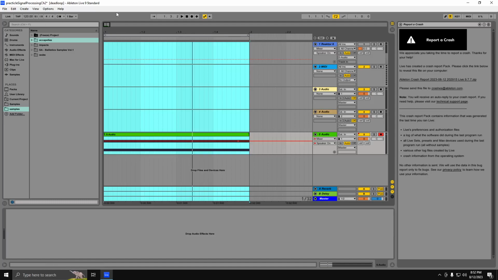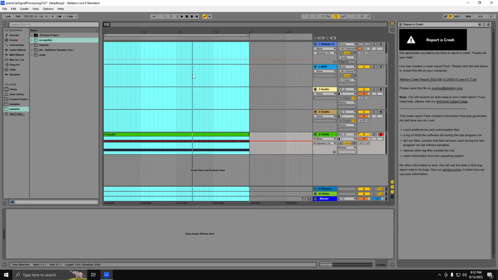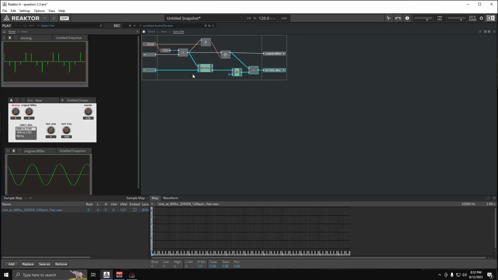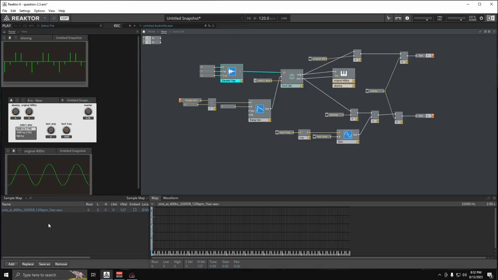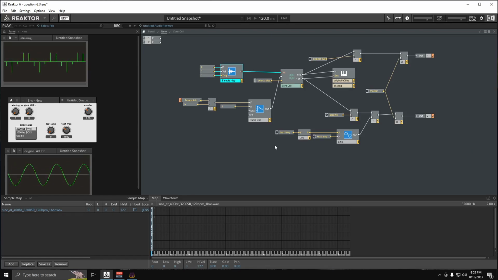So I sampled that for 1 bar at 120 BPM. Went to export, changed it to 3200 hertz, and exported it. Back in Reactor here, I put that sample in the sample map: sine wave at 400 hertz, 3200 sample rate, 120 BPM. So I changed my sample rate to 3200 kilohertz.